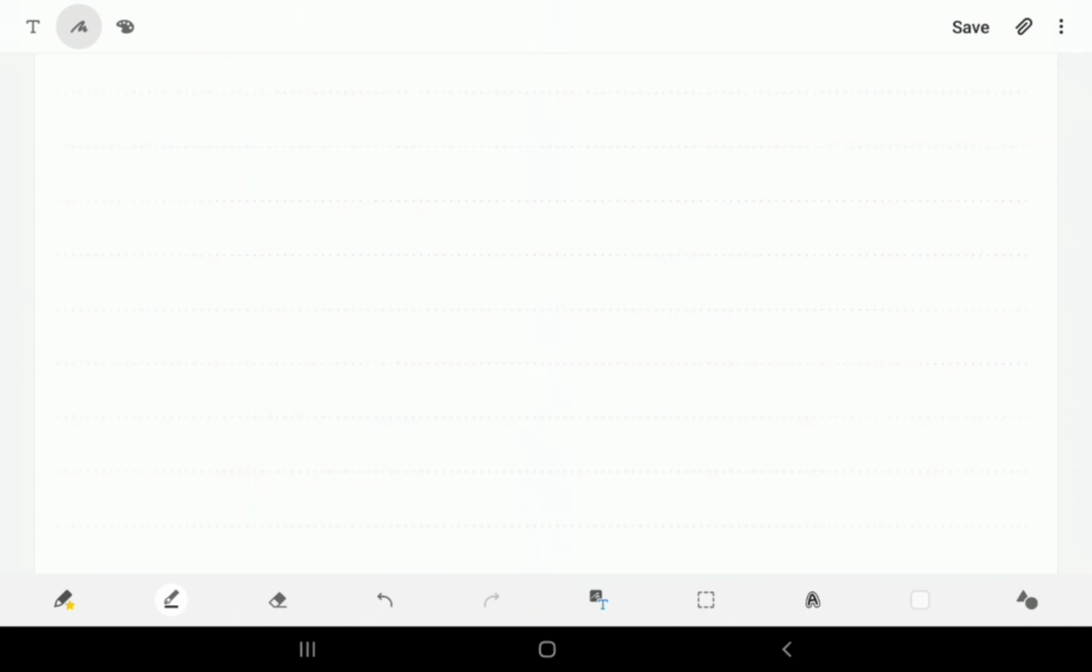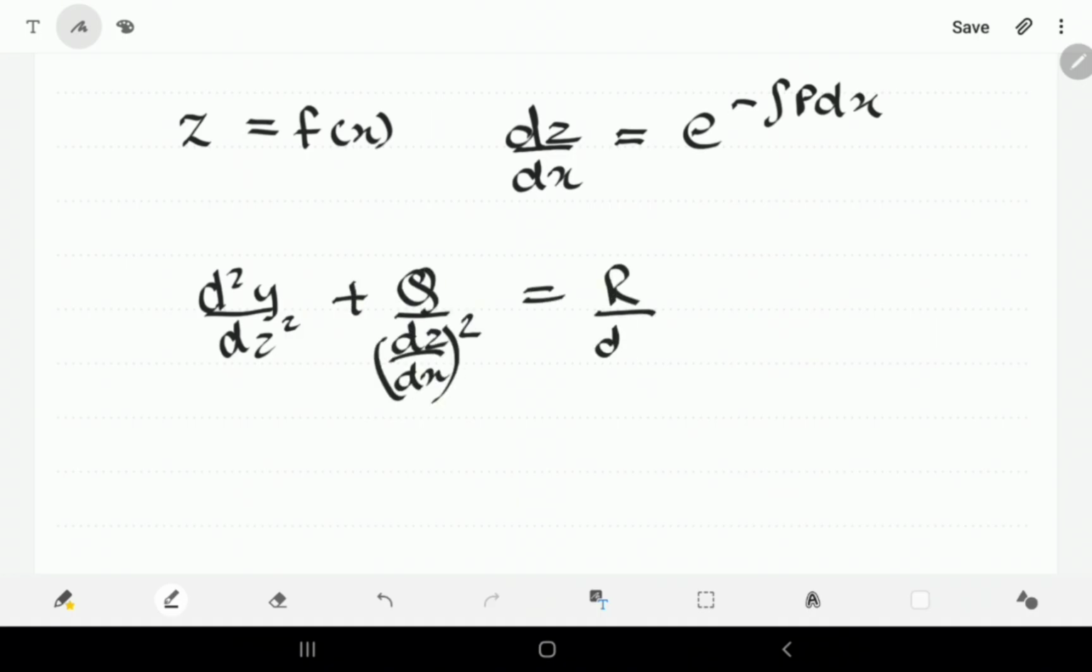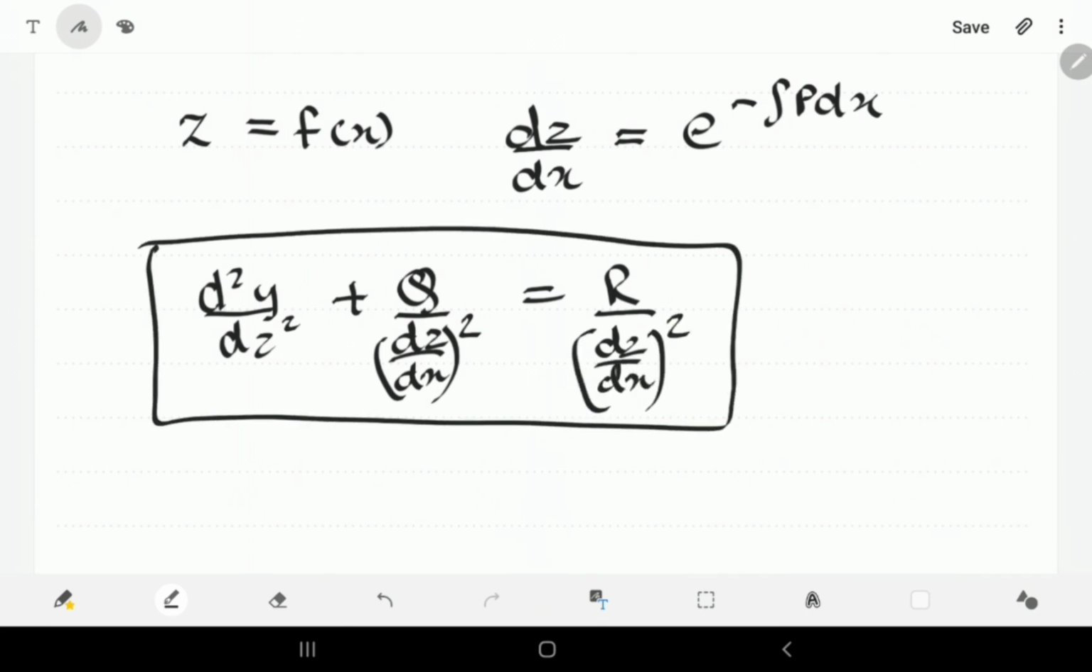To summarize, when we get a problem that we wish to solve by changing the independent variable, the first step should be to define z as a function of x, then calculate dz by dx as e raised to the power negative p dx, p taken from the question, and then write the equation as d square y by dz square plus q divided by (dz by dx) the whole square is equal to r divided by (dz by dx) the whole square, and solve this equation through any of the methods to solve higher order differential equations. Now we will be demonstrating two example problems which are solved using this method.